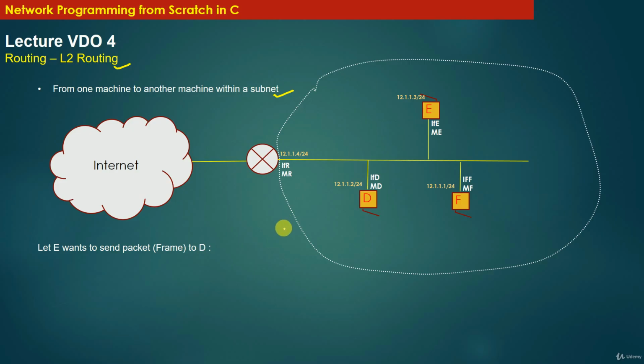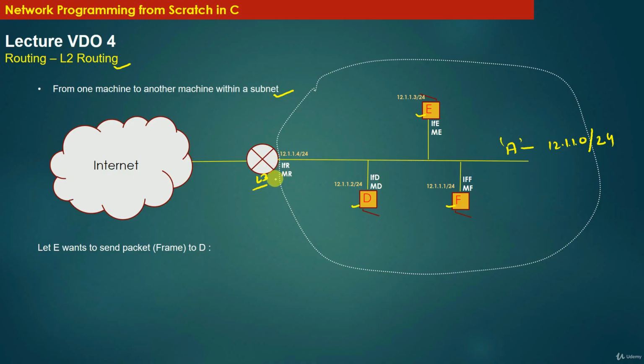So in this diagram, you can see that we have an L3 router here, and on the right hand side of the L3 router we have a subnet A, and the network ID of this subnet is 12.1.1.0/24. In this subnet A, there are 4 devices connected: machine D, machine F, machine E, as well as the L3 router itself.